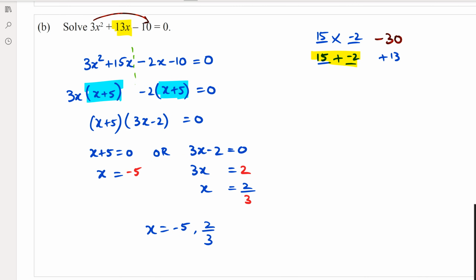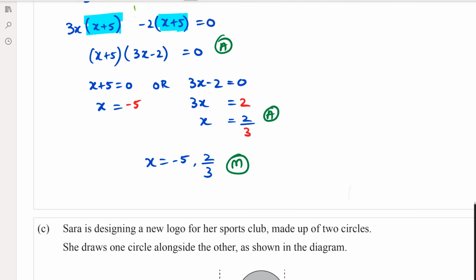Grades wise, the final answer gets you a merit, and correct factorizing gets you an achieved. Both solutions consistent: so if you make a mistake and get an incorrect answer, but you've done the steps right, you could potentially get an achieved for that as well. All right, let's go to the next question.